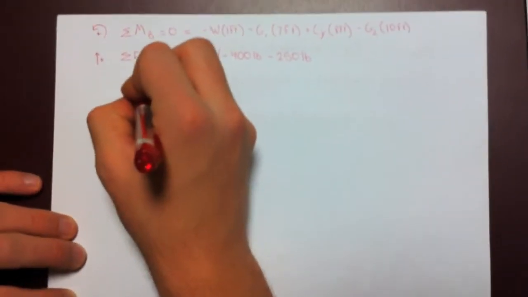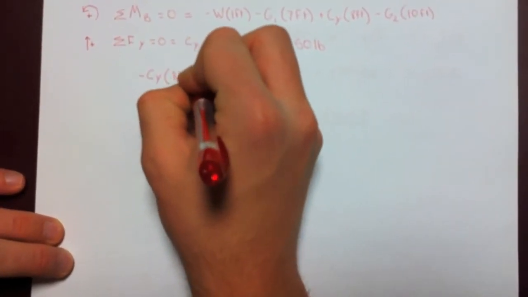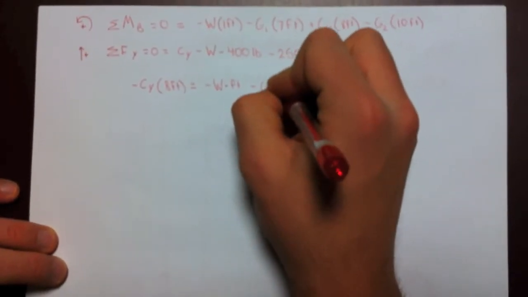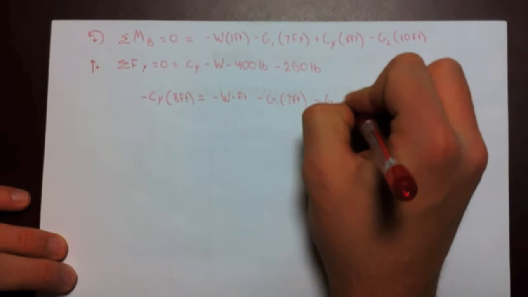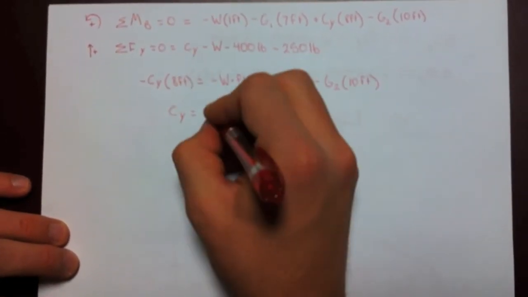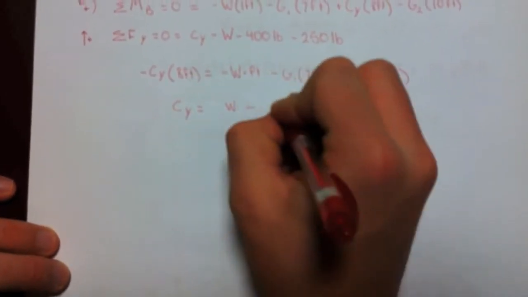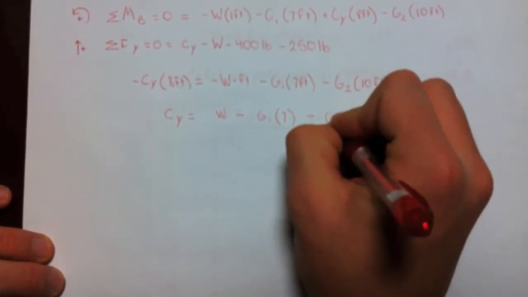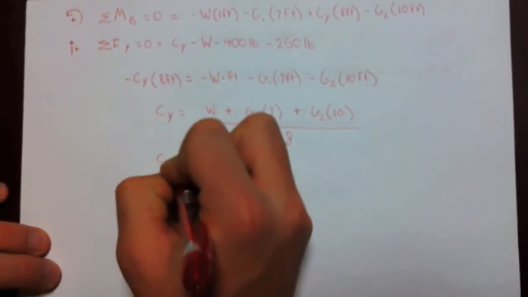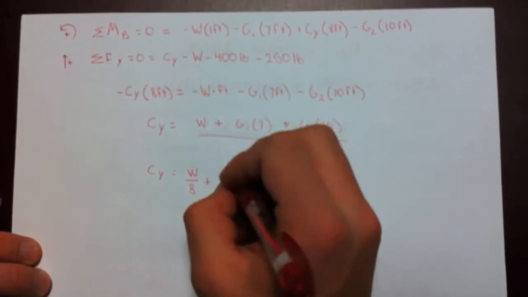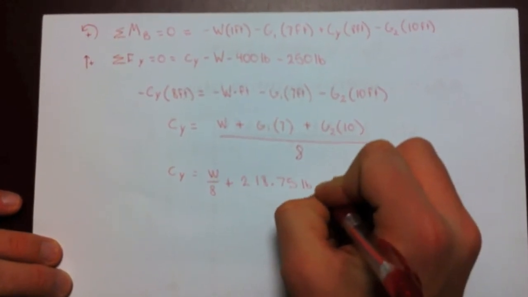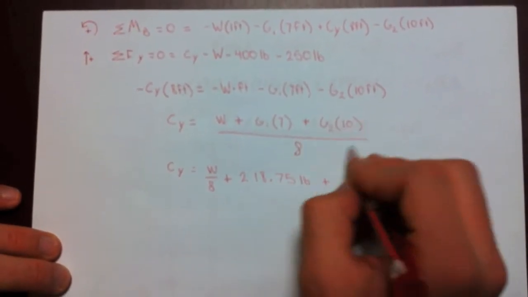First, you take the moment equation and solve for Cy in terms of W. To do this, you need to get Cy over on the left side of the equation, isolating it from the other variables. Next, you need to divide both sides by -8 to get Cy by itself, with no coefficient in front of it. This gives us a value of Cy equaling W over 8 plus 218.75 plus 500 pounds.